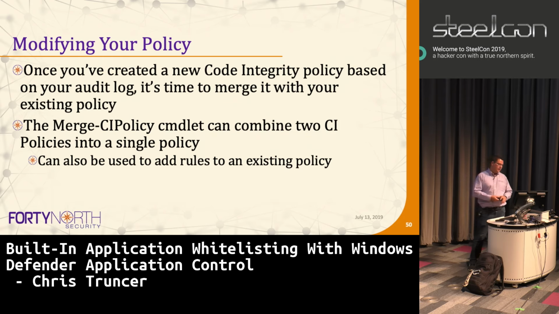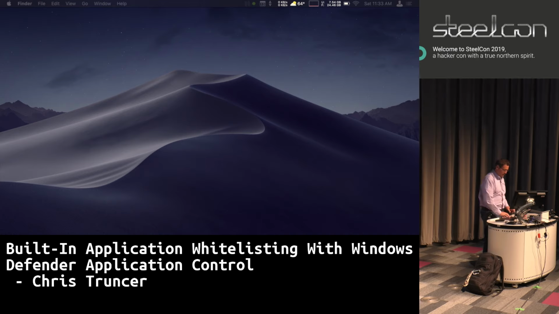Once we've created the new code integrity policy with our audit log, all we need to do is merge the two rule sets together, your original rule set and the rules that contain everything that you missed, into one. That's using the Merge-CIPolicy cmdlet. So let's go and look. I'll show a quick video of that.